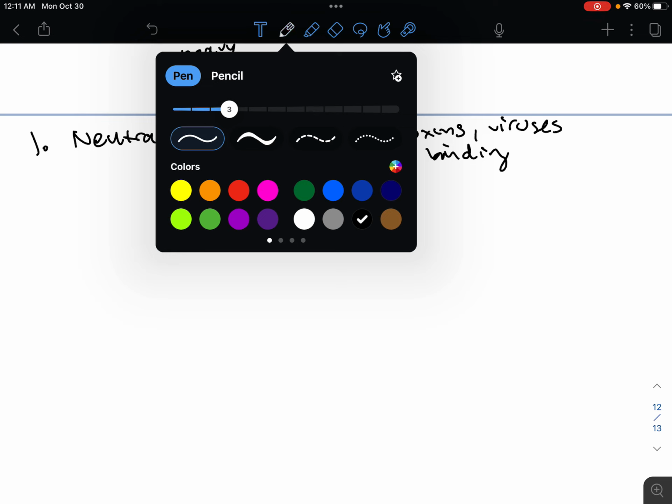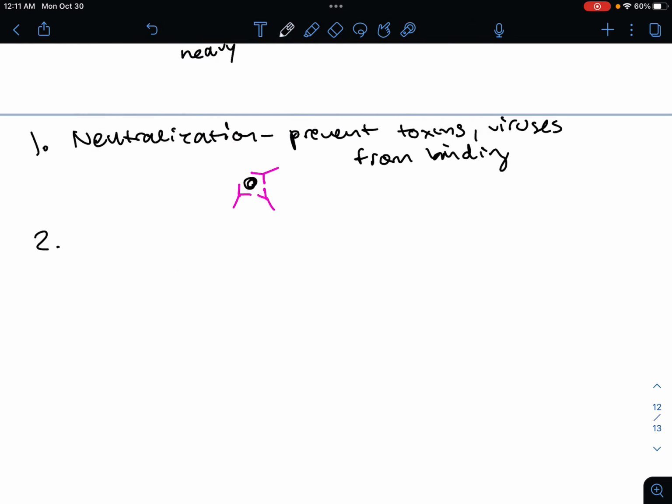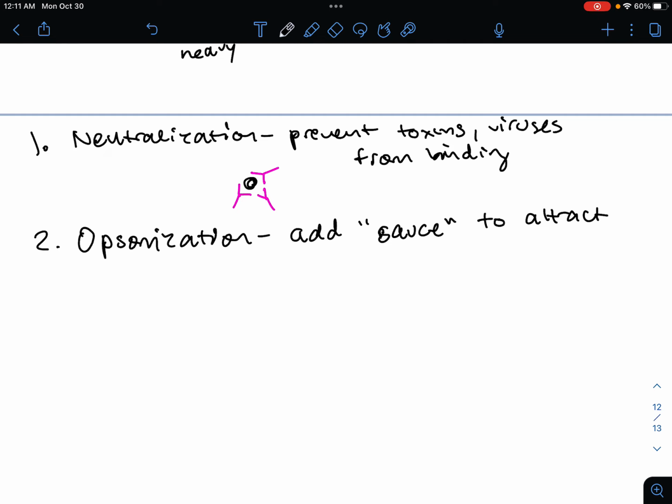The second function of an antibody will be opsonization, which we've seen in innate immunity when we get to that C3b from the complement system. We're going to add sauce again to a bacterium or a particle, and then a phagocyte is going to get really excited. So add basically a marking or a sauce to attract a phagocyte.